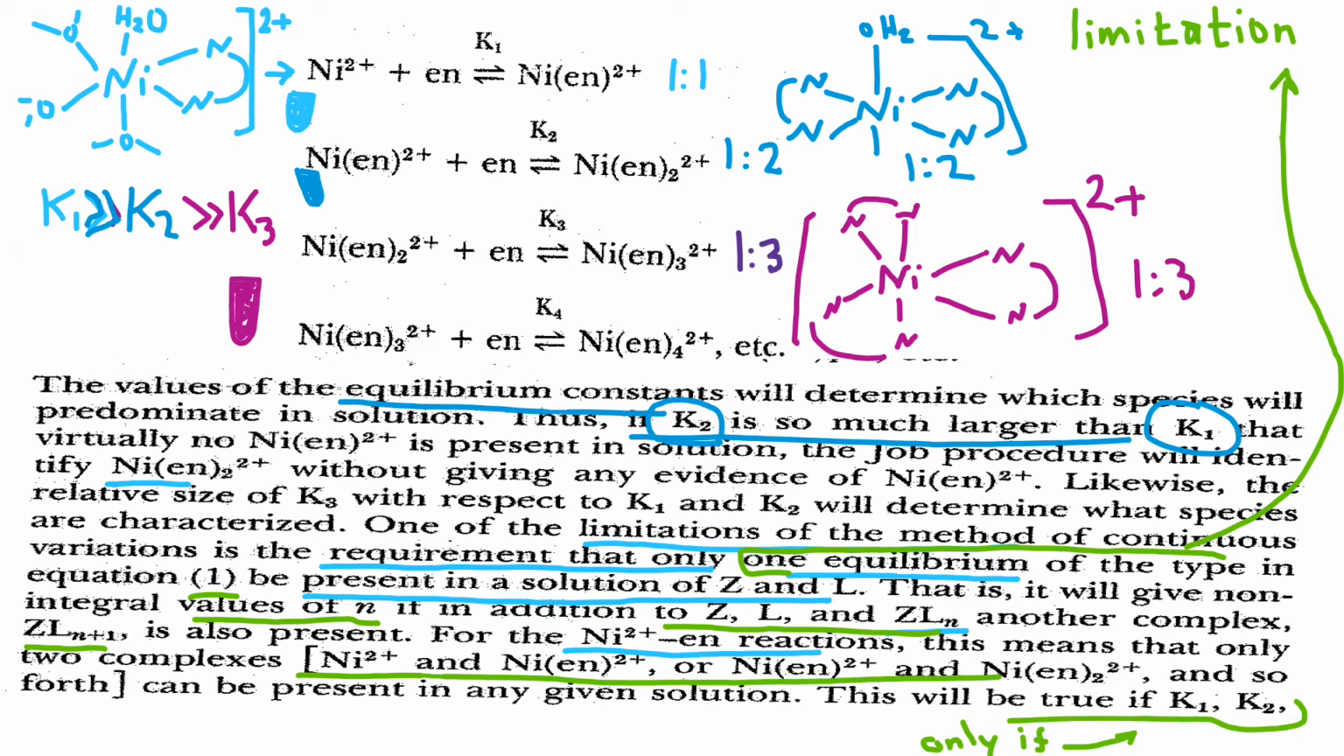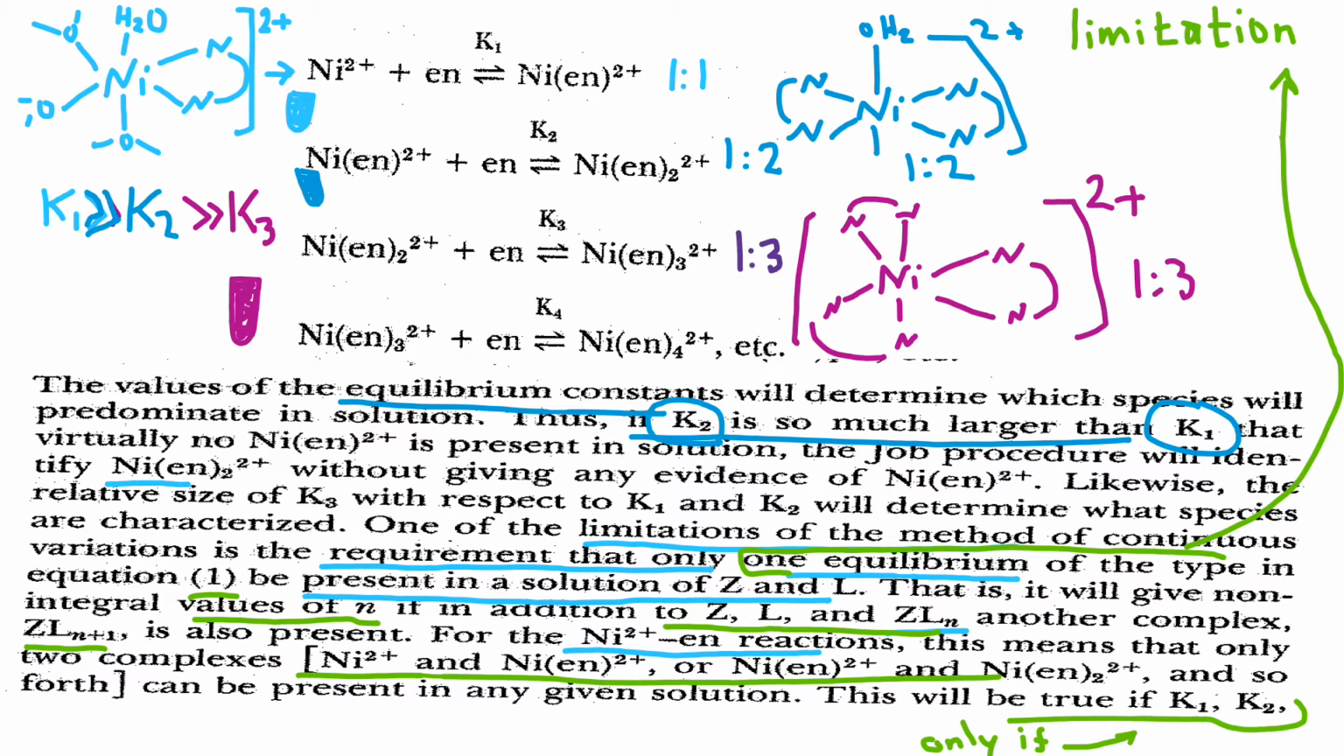Now, we have aqueous nickel plus ethylene diamine in the first equilibrium. So K1 forms a one-to-one complex with a certain color. This is the one-to-one complex, and the rest is H2Os. Now, the light blue color. Now, the first complex adds another ethylene diamine in a second equilibrium with equilibrium constant K2, forming a darker color 2 to 1 ethylene diamine complex. Now the second complex forms a third complex, 3 to 1, with a purple color, for example, with K3.